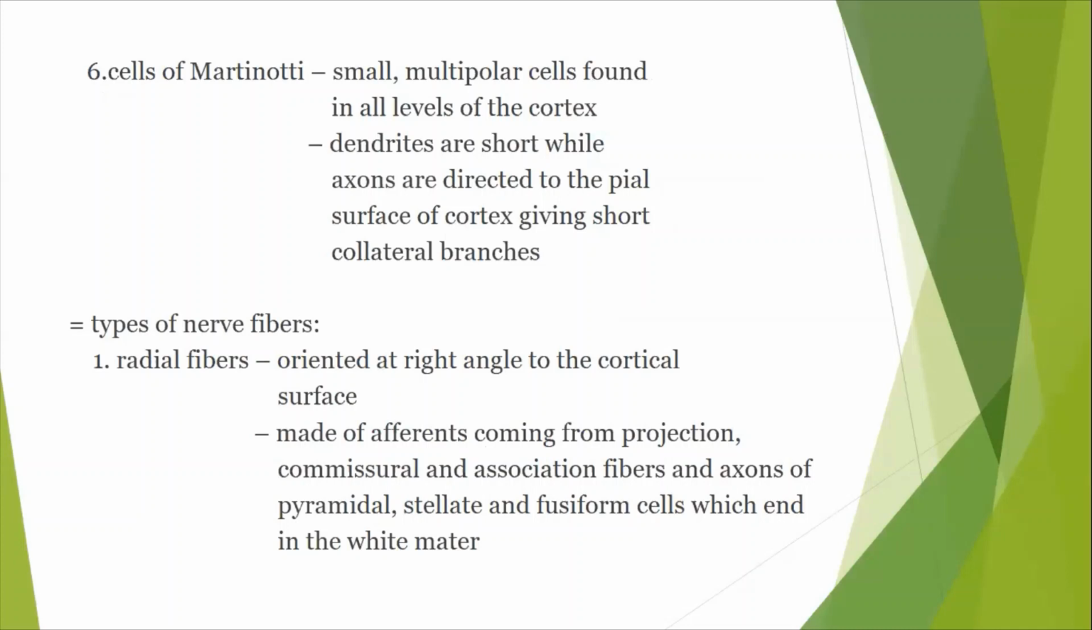Then you have the cells of Martinotti. These are small multipolar cells found in all levels of the cortex. Dendrites are short, while axons are directed to the pial surface of the cortex, giving short collateral branches. So meaning to say, in your cells of Martinotti, the axons will not go to the white matter, but will remain in the gray matter, and it will go to the pial surface.